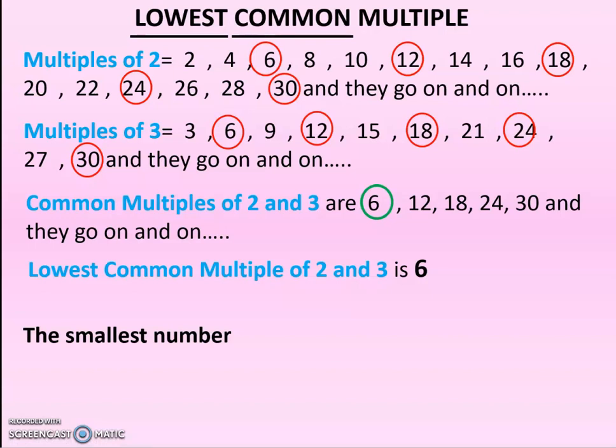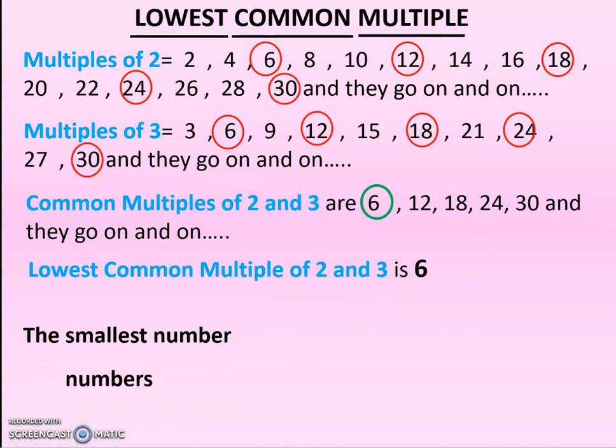When can we take common? When we talk about more than one thing. Here we are talking about more than one number. We have multiples of 2 and we have multiples of 3. So we are talking about something in plural. We are talking about numbers. And what is a multiple?